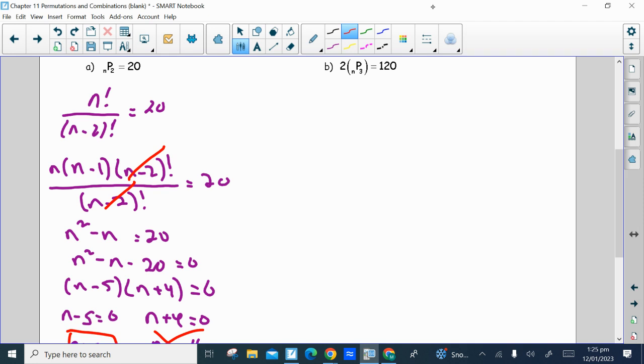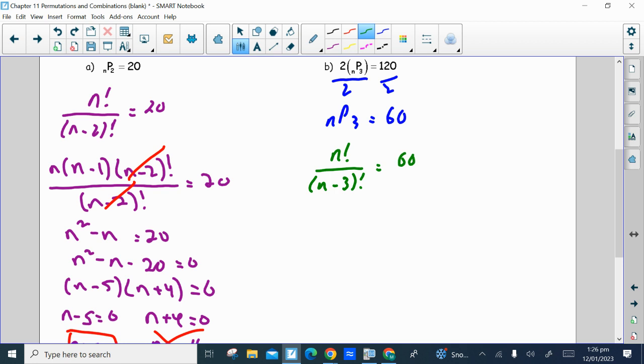Okay? Question B, I would start this by first dividing both sides by 2, to get the nP3 by itself. And using the nPr formula, nP3 is n factorial over n minus 3 factorial.